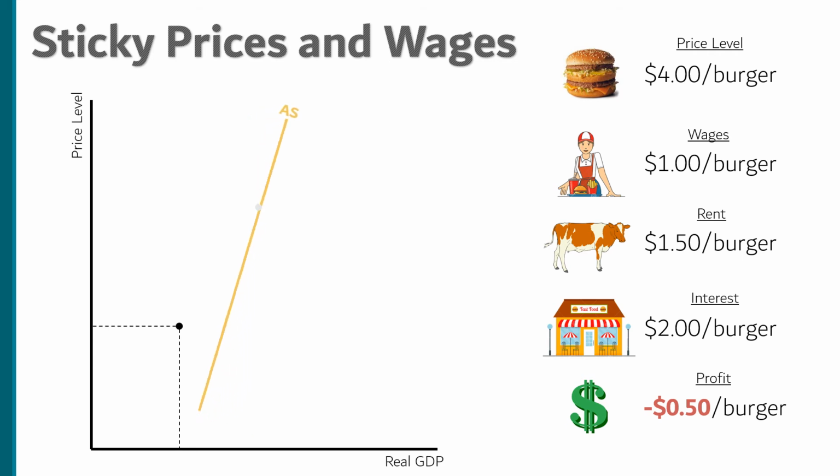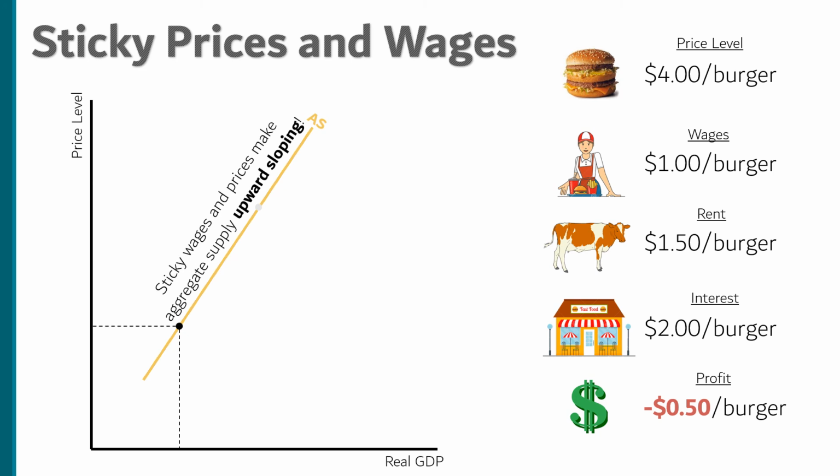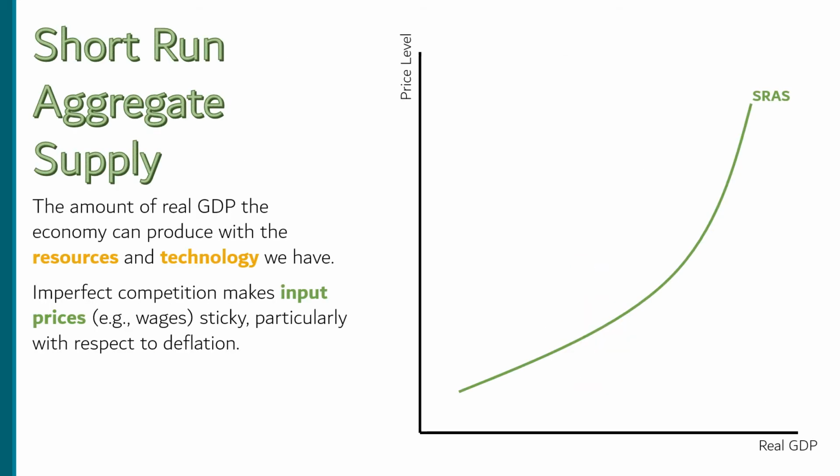And so to connect these dots, aggregate supply can no longer be vertical. The amount we can produce depends on the price level, so long as we experience sticky prices and wages. It's easier to raise wages than it is to lower them, and so short-run aggregate supply is often drawn like this, which gets more resistant to price changes as you move down it, and less resistant as you move up.